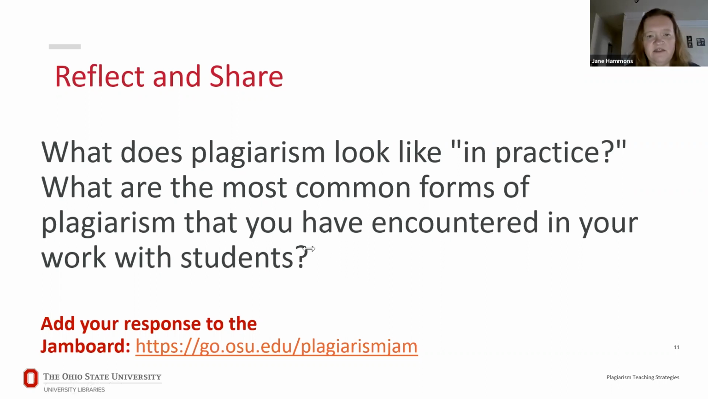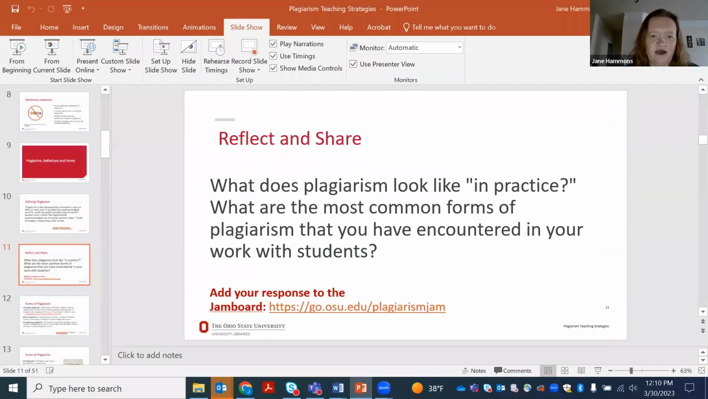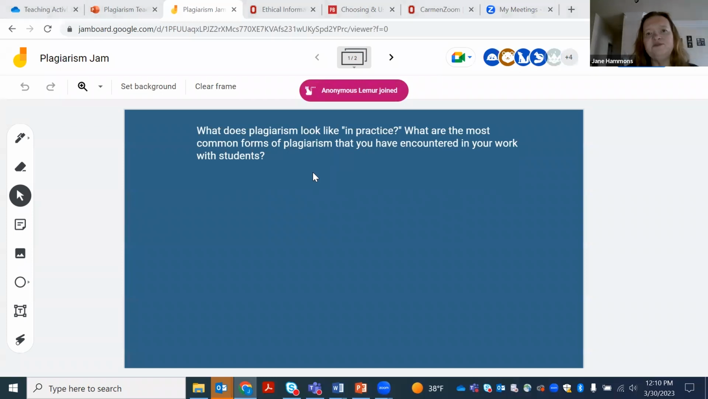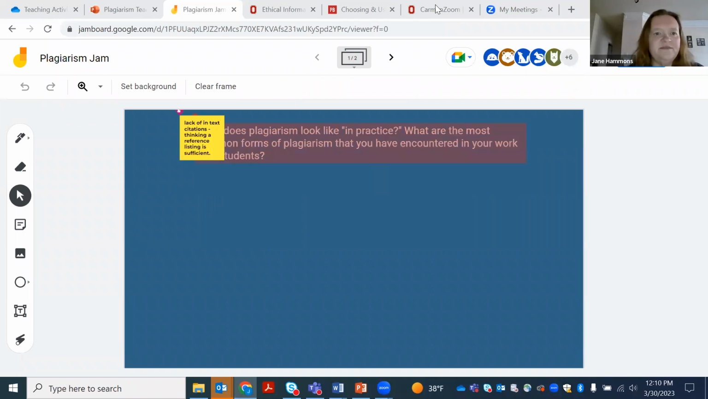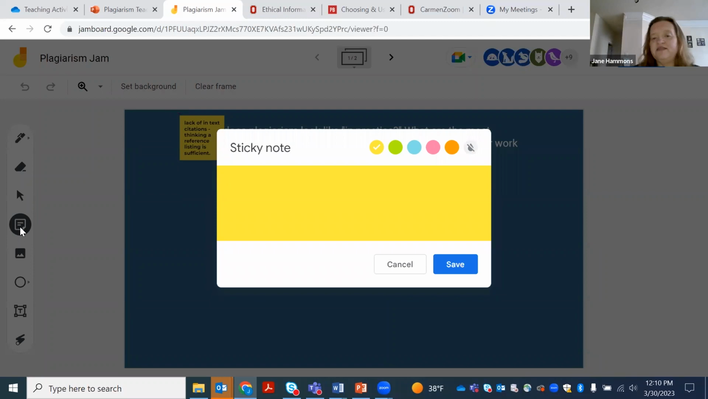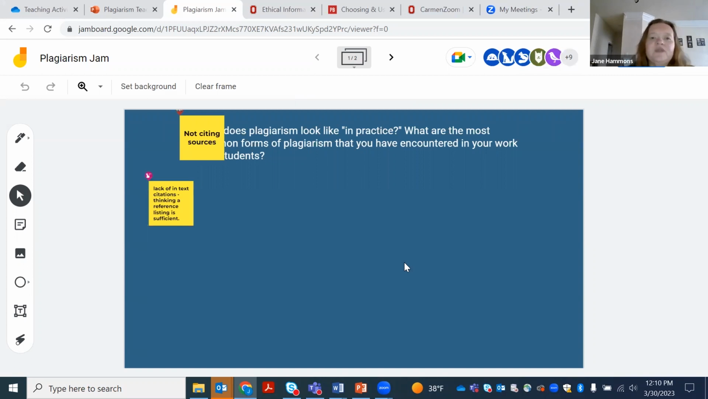That second link there should take you out to the Jamboard, and everyone should have access to that. So I'm going to try to go out to that myself. If you have not used the Jamboard before, hopefully everyone should now be seeing the Jamboard. If not, just let me know. If you haven't used the Jamboard before, I think the easiest way to post your response is to go over on the left-hand side, click Sticky Note, and that will allow you to type your response there and post that into the Jamboard. So again, keeping that definition of plagiarism in mind that I shared, what does plagiarism look like in practice in terms of the forms or the types of plagiarism that you have encountered?